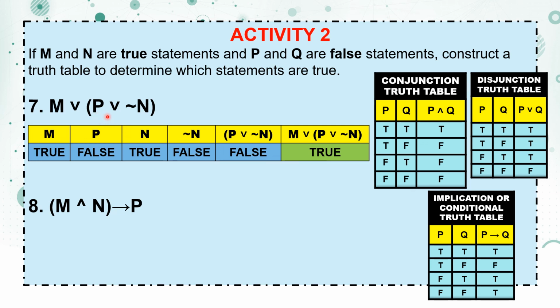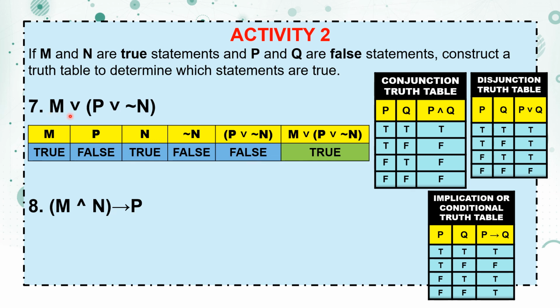Now, let's get what's inside the parenthesis, P or not N. Since it is "or," this symbol is a disjunction. So, let's get the answer from the disjunction truth table. P or not N. The value of P is false. Then our not N is false. So, false, false. Let's look at the disjunction table. False, false is false. So, we write false here.